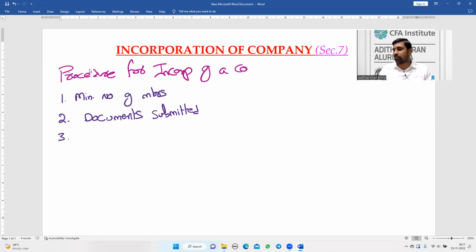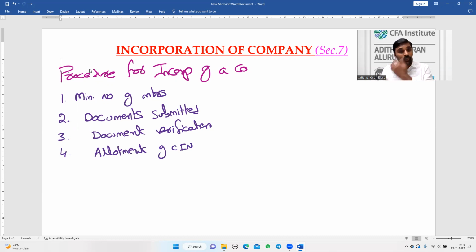Once the documents are submitted, there is document verification by the Registrar of Companies, known as ROC. ROC will verify the documents, and once the documents are found to be correct, the corporate identity number, CIN, will be allotted. So minimum number of members to be gathered, documents to be submitted, and documents will be verified. Thereafter, ROC will allot the corporate identity number, and ROC will issue a certificate of incorporation.